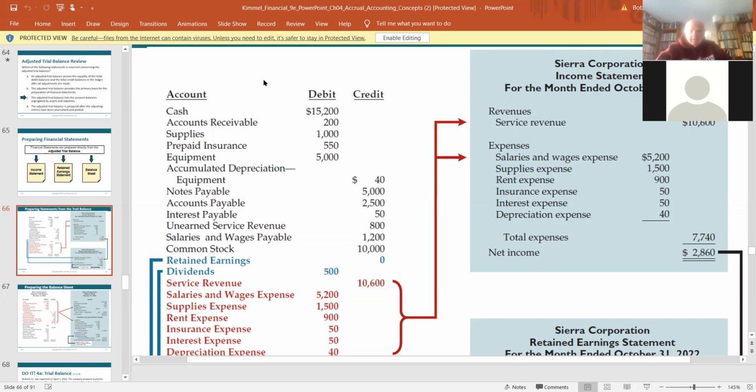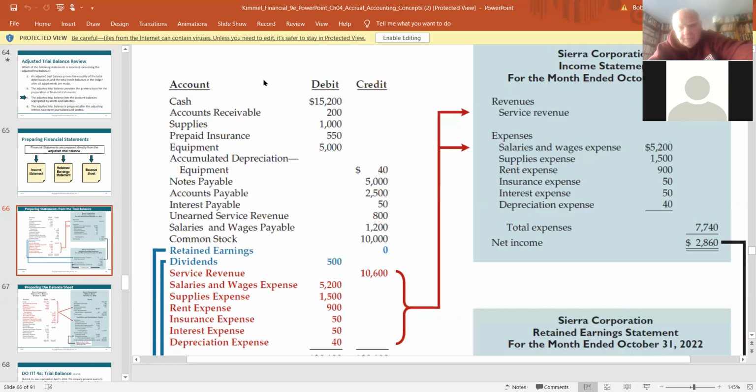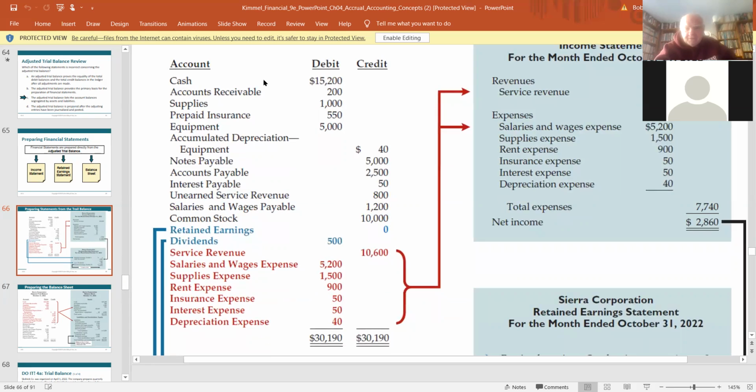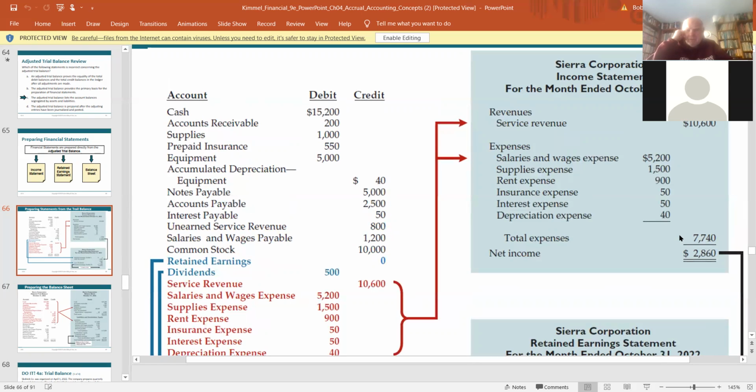So here's our trial balance. And let's see, we had 10,600 in income, revenue. We had these various expenses. Some of them we accrued, some of them we did not. Some of them did not require adjustments. They total 7,740. They leave us with net income of 2,860. There's your income statement. So that's not too hard, huh?